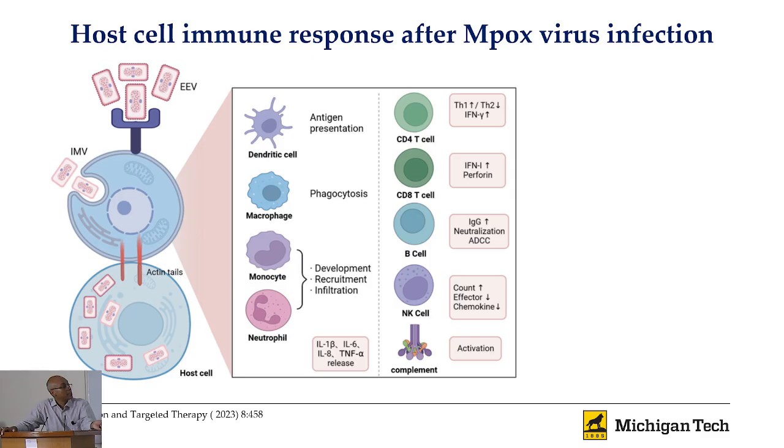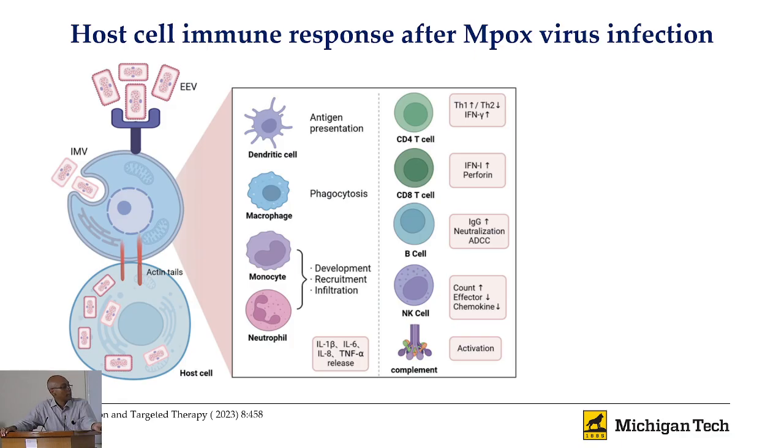ADCC means antibody dependent cytotoxicity. So B cell is involved. B cell produces antibody, and then it binds to the virus, and then the macrophage kills it. So it's called antibody dependent cytotoxicity, where the CD8 function happens only when the virus is bound to the antibody.